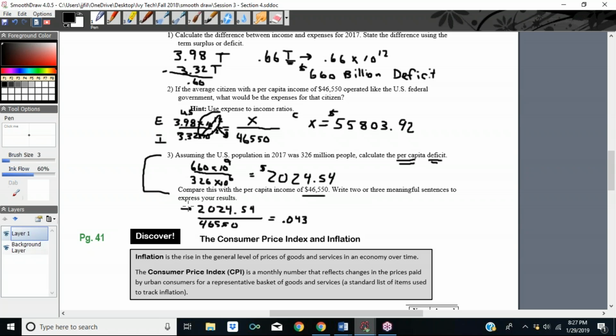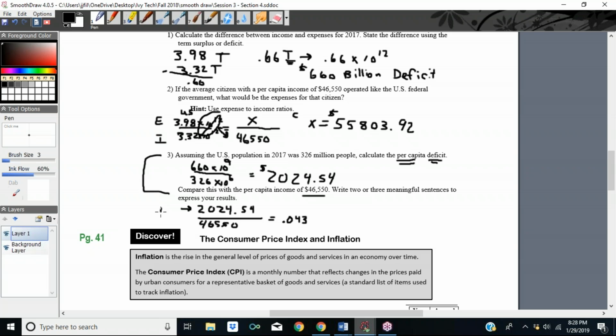Now, let me tell you what this 2024.54 actually means also. Since it's the deficit per capita, that would be what each person would be responsible for in order to pay off that debt, in order to make up that gap between the expenses and the receipts. So each person would be responsible for $2,024.54, every single person. We'd pay the government that to get the whole deficit gone out of our income of 46,550.